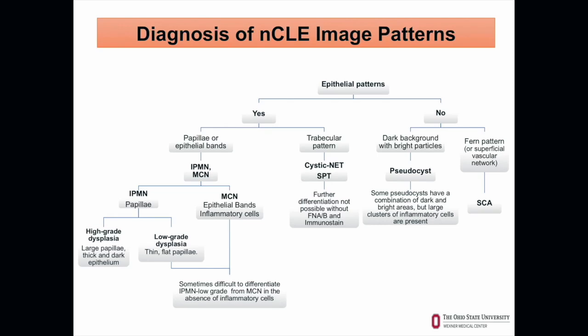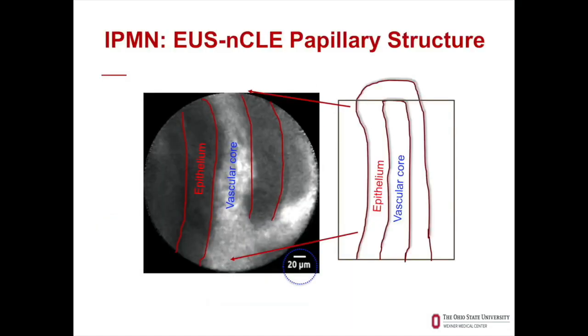The image pattern seen during endomicroscopy differs as per the cyst type. The first cyst of interest is IPMN. The IPMNs are lined with epithelium which have a papillary configuration.